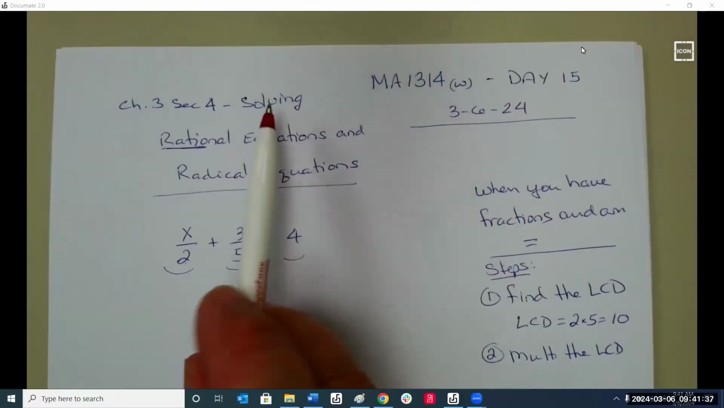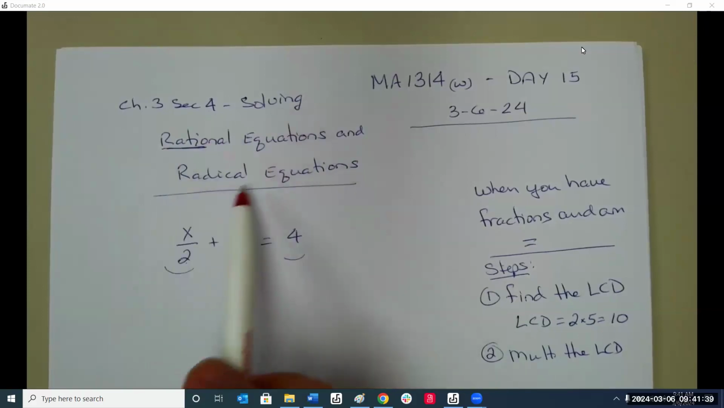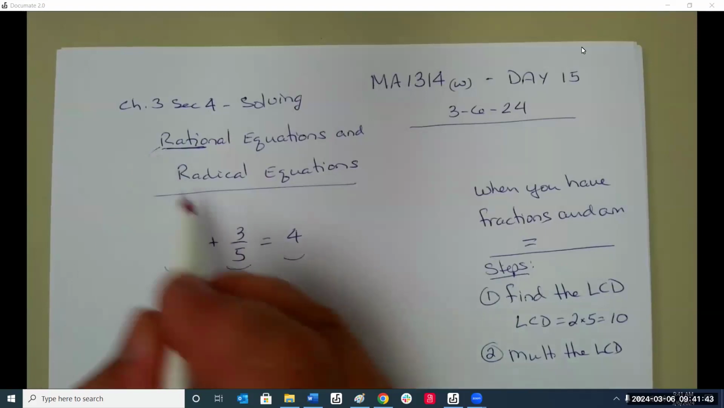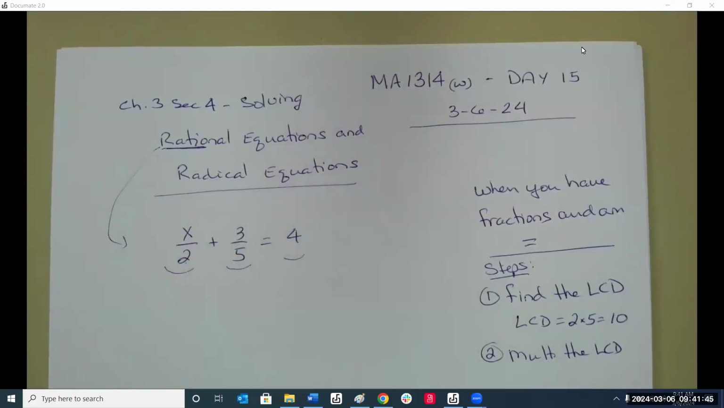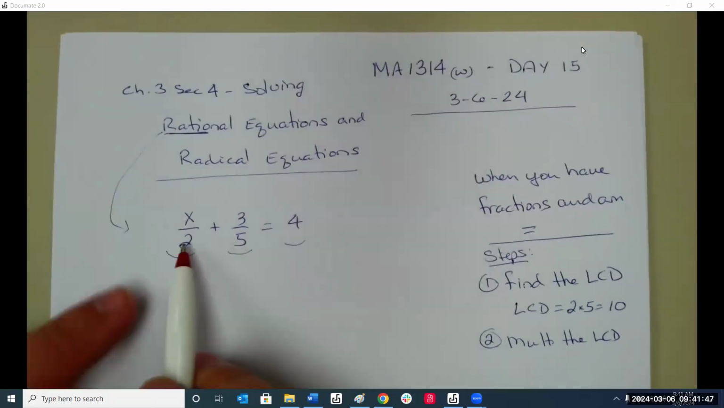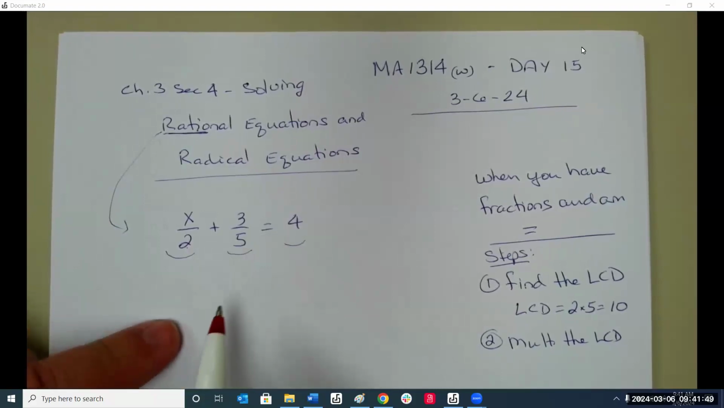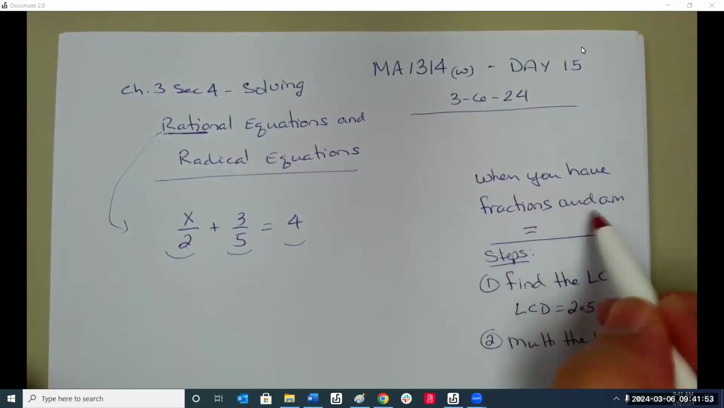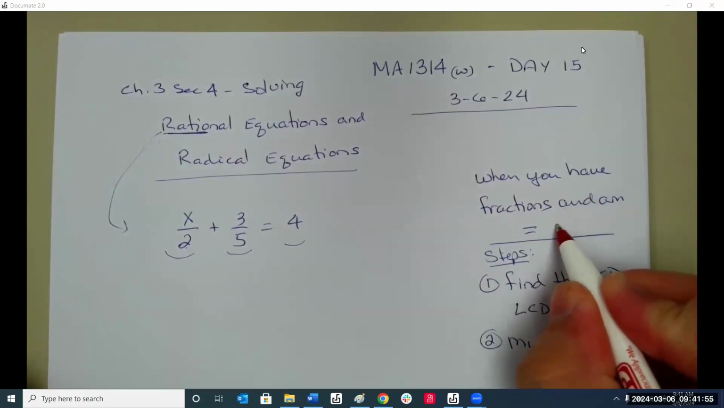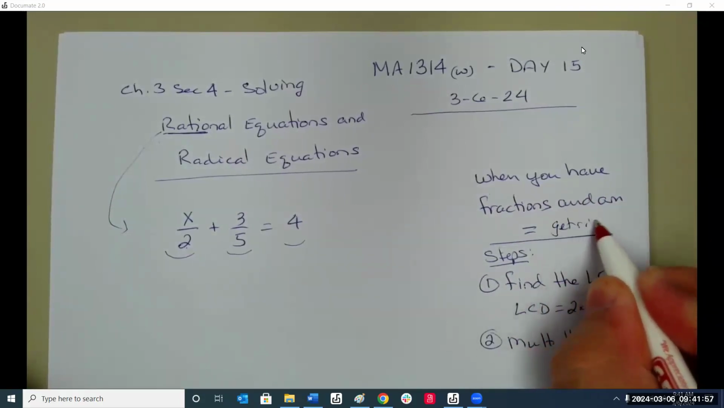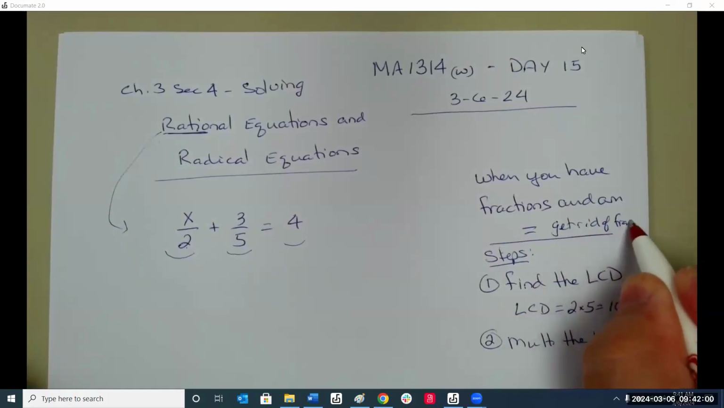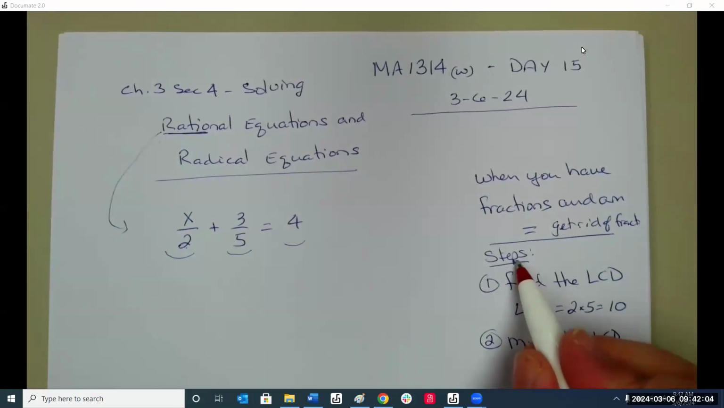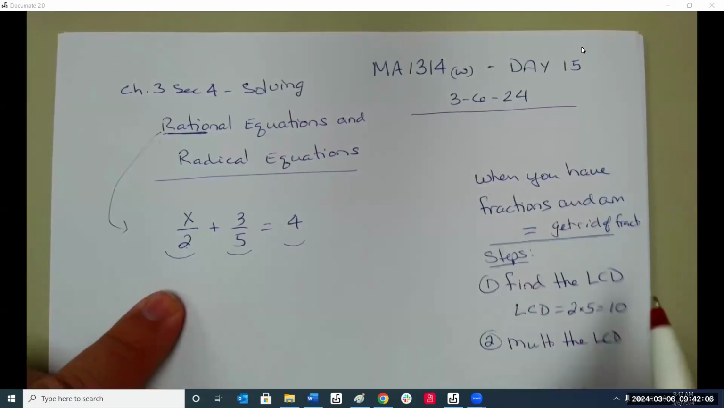All right, today we're going to do chapter 3, section 4, solving rational equations and radical equations. Rational equations are fractions. So if you're given a fraction equation like this, you have plus or minus and an equal sign. Whenever you have fractions and an equal sign, you want to get rid of the fractions. That's their whole purpose. The way we do this, the first step is find the LCD.